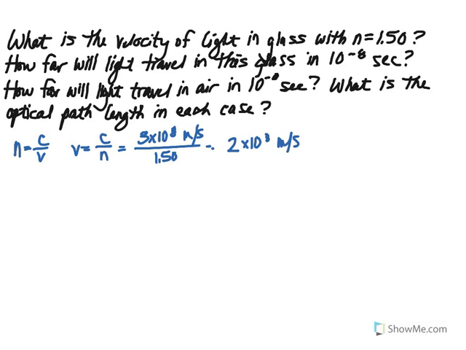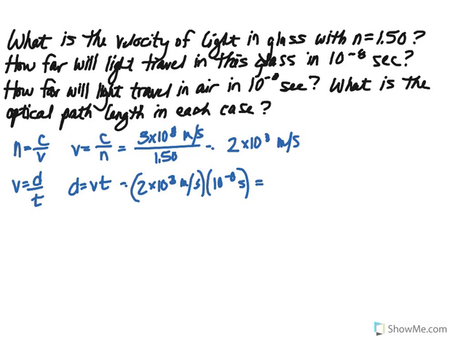How far will light travel in this glass in 10 to the negative 8 seconds? Velocity is distance over time, and we are trying to solve for distance, which is velocity times time. And our velocity we just found is 2 times 10 to the 8th meters per second. And multiply that by the time, 10 to the negative 8 seconds. And that gives us a distance traveled of 2 meters.